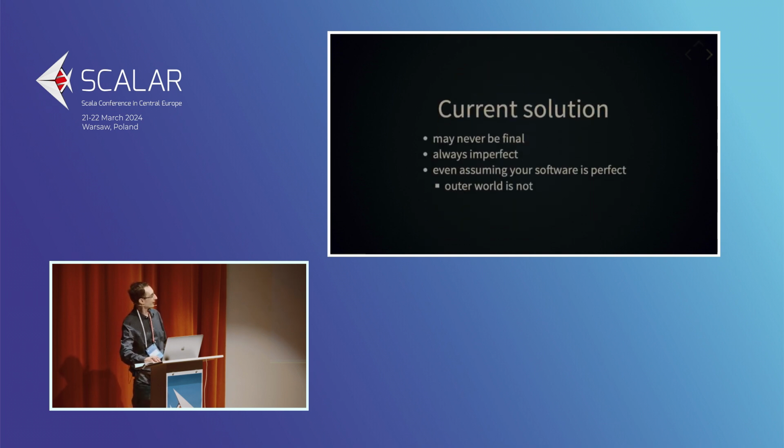So at any point in time, we have only the current solution, not the final one, which will probably never be final. Or if it's final, it means that our project did not gain traction, maybe no one is using it. And it's always imperfect. And even if you assume that, okay, my app is almost perfect, you have to run it somewhere. You have to run it in the real world, and the real world is imperfect, and that brings imperfection to our apps.